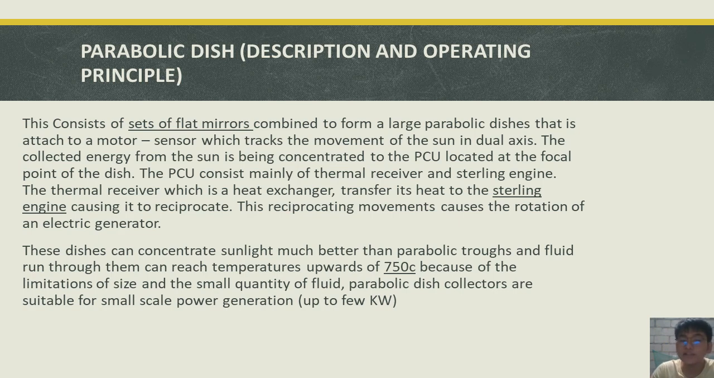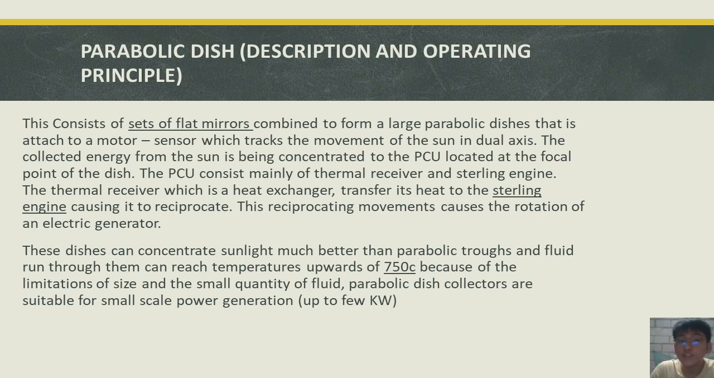These dishes can concentrate sunlight much better than parabolic troughs, and the fluid run through them can reach a temperature upwards of 750 degrees Celsius. But there is a limitation in the size and the small quantity of the fluid. The parabolic dish collector is suitable for small-scale generation of up to a few kilowatts.